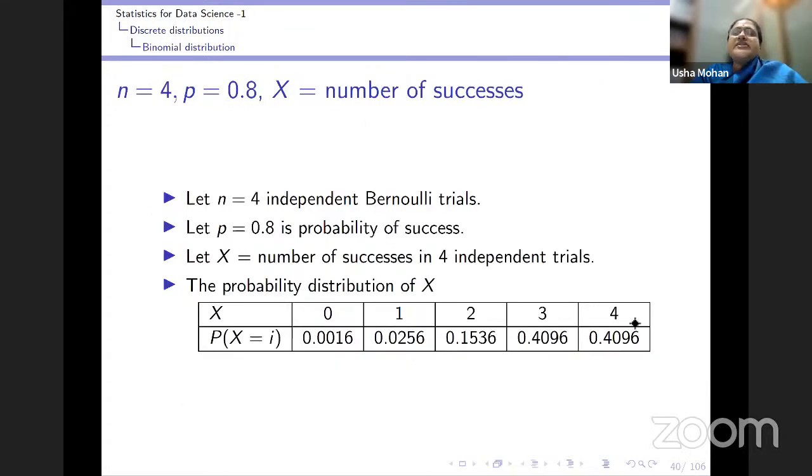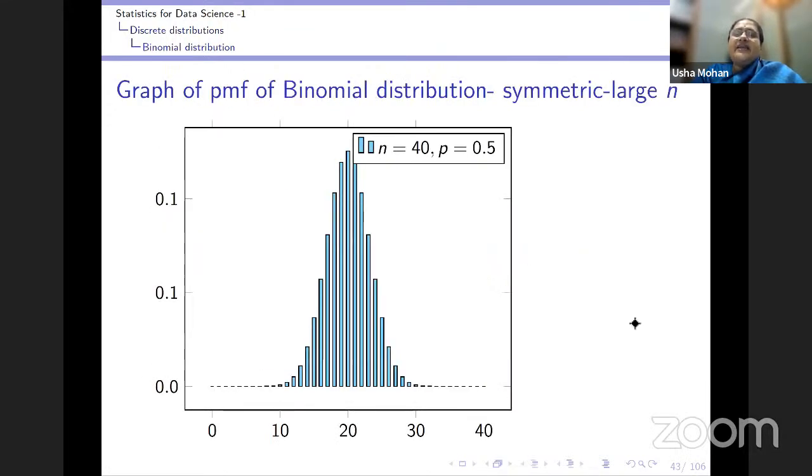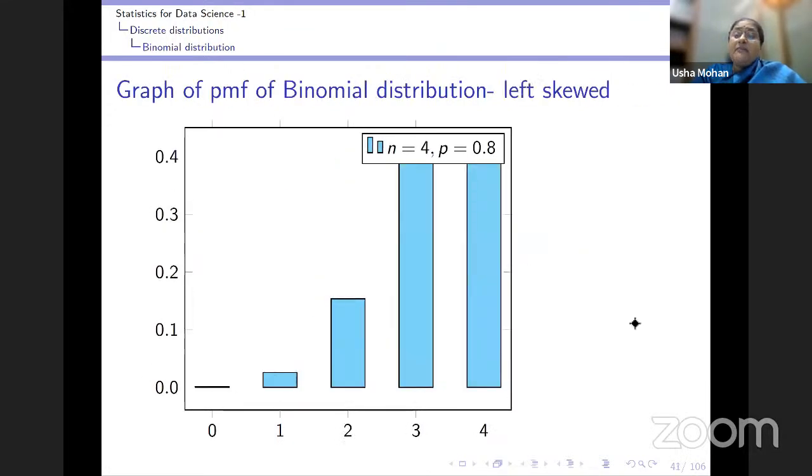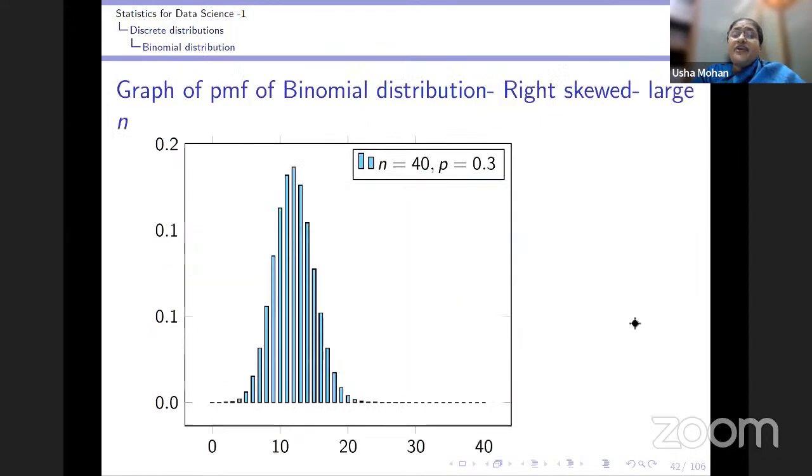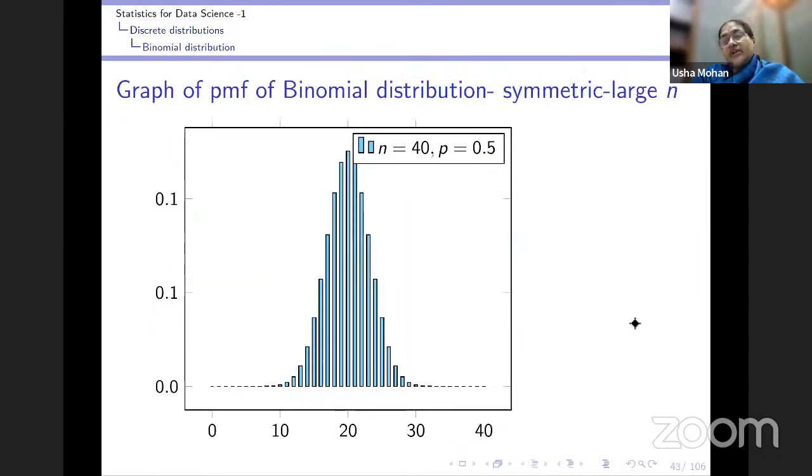What you notice is, as I keep increasing n for the same p, I get a different distribution which looks symmetric. This is what you will learn in statistics, when you get into what is called the central limit theorem. I'm not going there, but I want you to recall this concept when you are introduced to that.